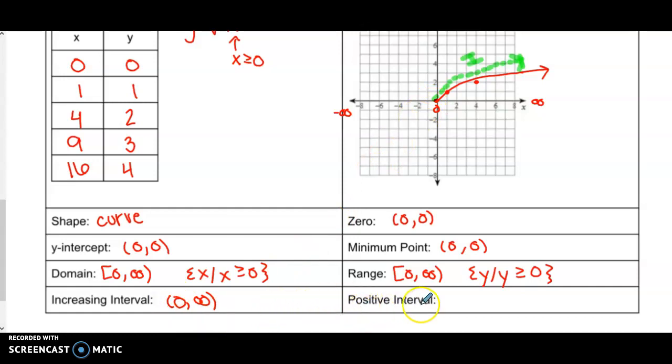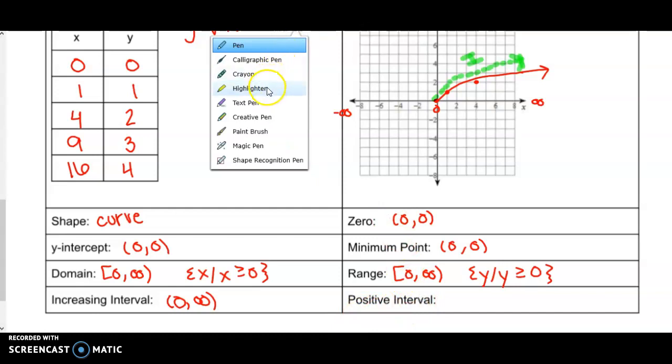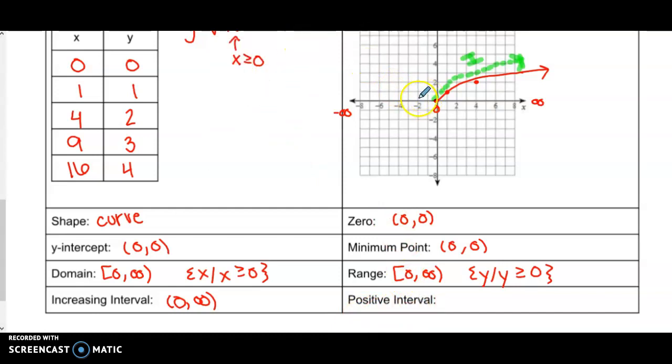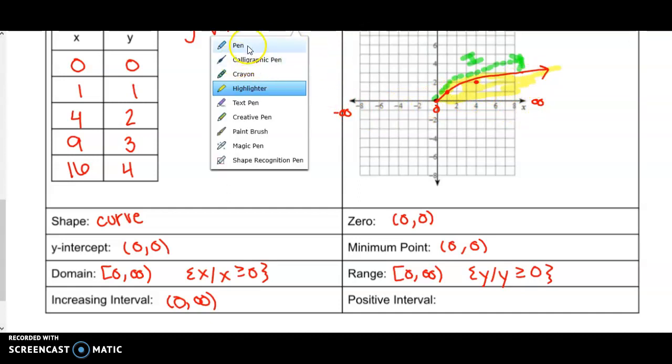All right, then positive interval. Notice there's no negative because the whole entire graph is above the x-axis. So the whole entire thing here, if I was to color in above the x-axis, this whole entire graph is above it. All right, so I want to say everything except this point because remember the x-axis is neither. So from 0 to infinity again would be all positive.